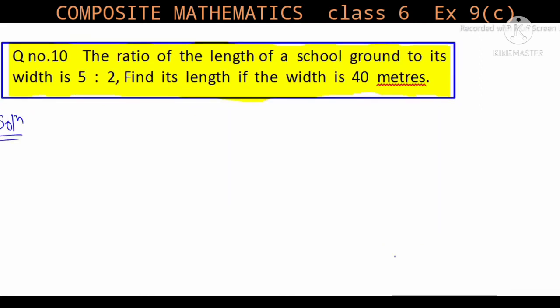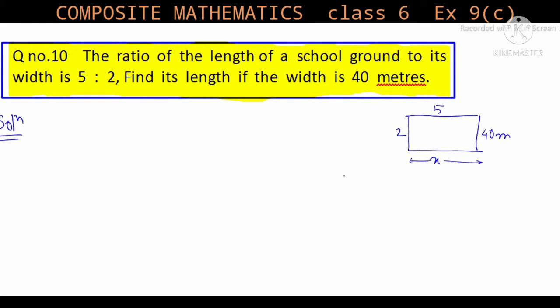So students, now we are going to do question number 10. So question number 10 is given. The ratio of the length of the school ground to its width is 5:2. Means the school ground is rectangular, that means its length to breadth ratio is given. So length is 5 times and width is 2 times. Okay, so find the length if the width is 40 meter. So if the width's value is given as 40 meter, then what will be the length? We don't know, so we will consider the length as x meter.